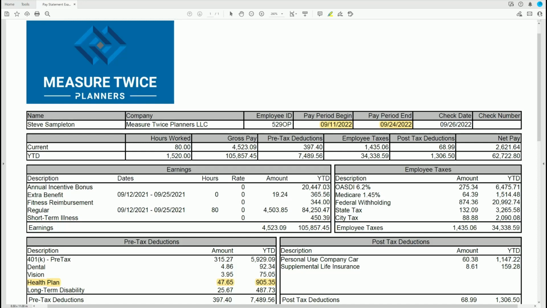In this example, Steve Sampleton is paid every 2 weeks, meaning there are 26 pay periods per year. And by dividing year to date by the current health plan deductions, we will discover that this pay period number is 19 out of 26, with 7 periods remaining.